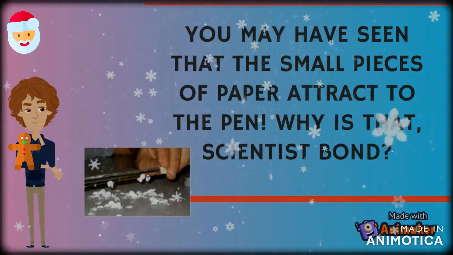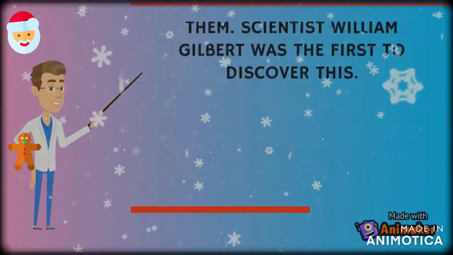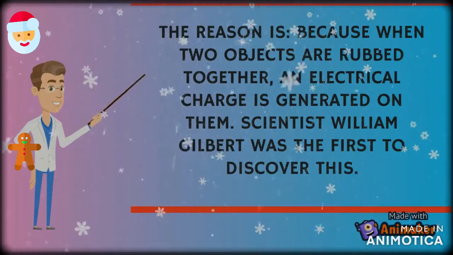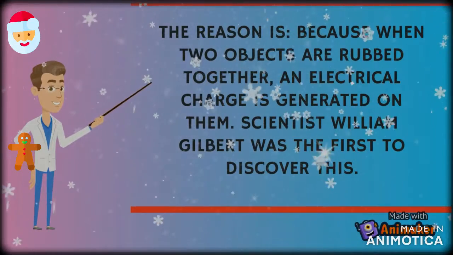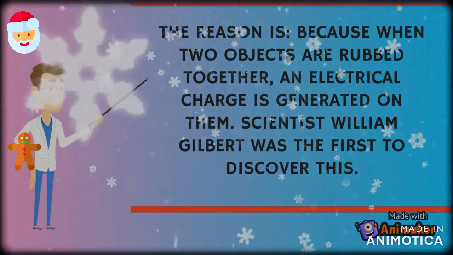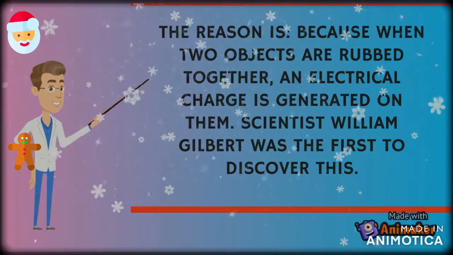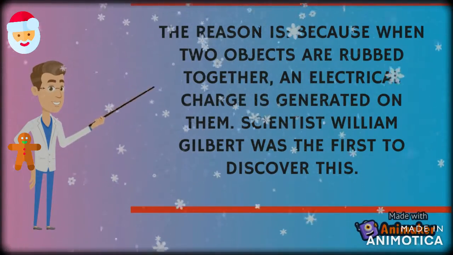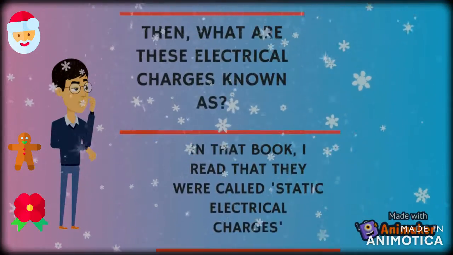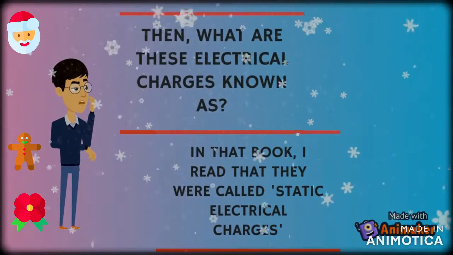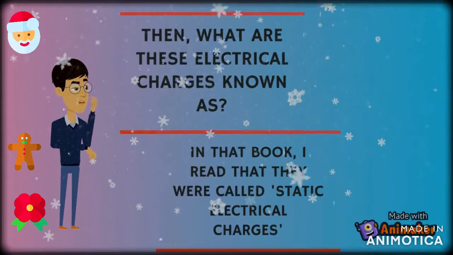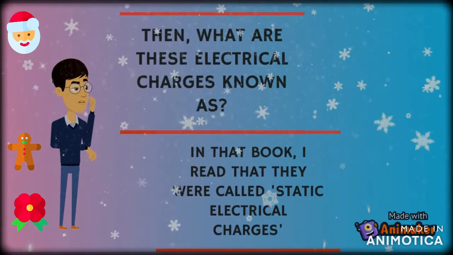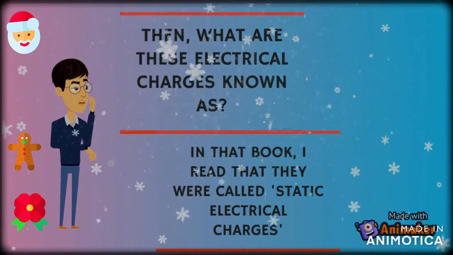Why is that, Scientist Bond? The reason is because when two objects are rubbed together, an electrical charge is generated on them. Scientist William Gilbert was the first to discover this. Then, what are these electrical charges known as? In that book, I read that these electrical charges are known as static electrical charges.